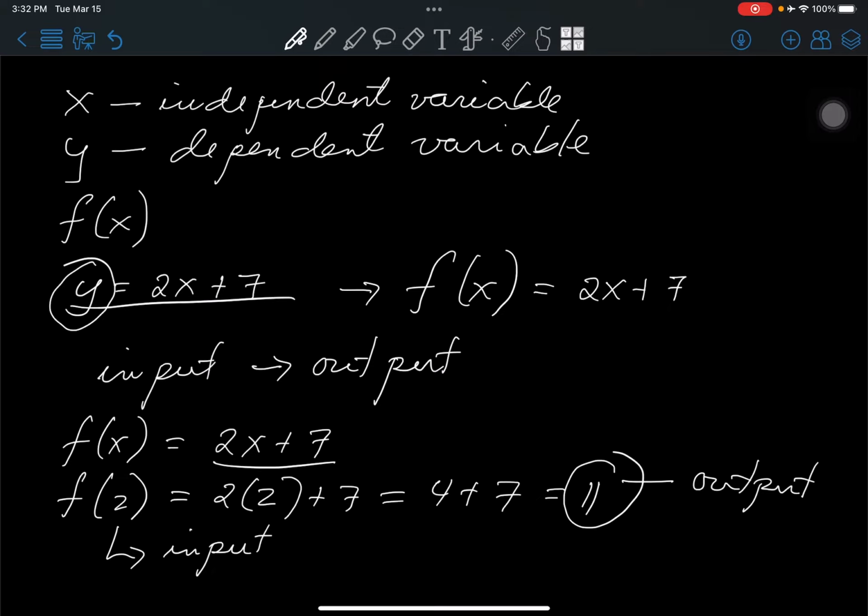As I mentioned earlier, functions are usually relationships, associations between one variable, which is your independent variable, usually denoted by x, and the other variable, which is known to be your dependent variable. So this is all about functions.